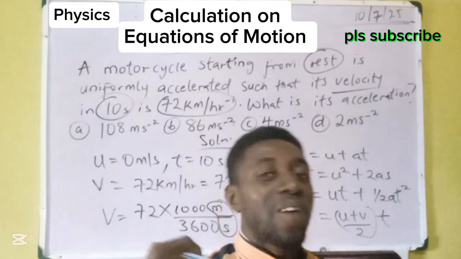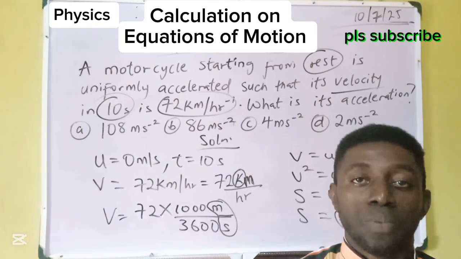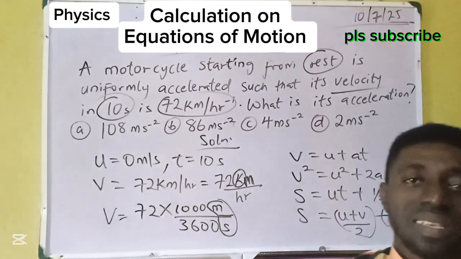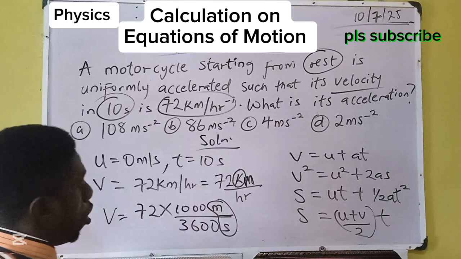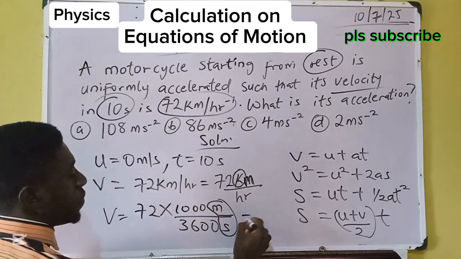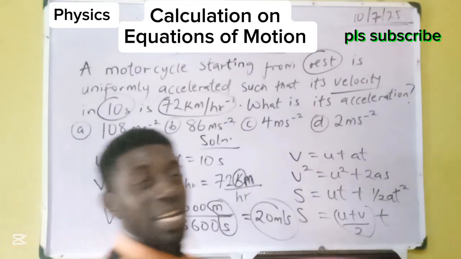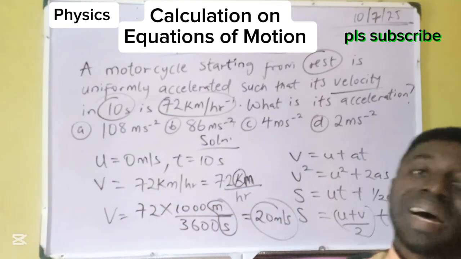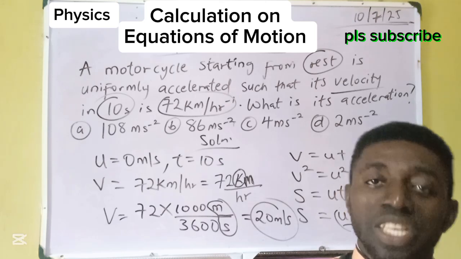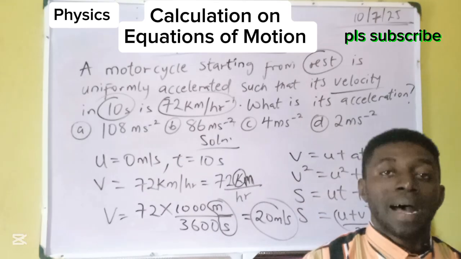You can now see that I'm taking the final velocity to meter per second. Very simple conversion. Then let's do the arithmetic. When you do the mathematics, you'll get 20 meters per second. That's our final speed. So our initial speed is 0 meters per second, whereas our final speed is 20 meters per second.